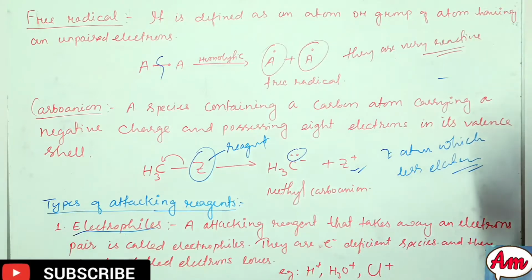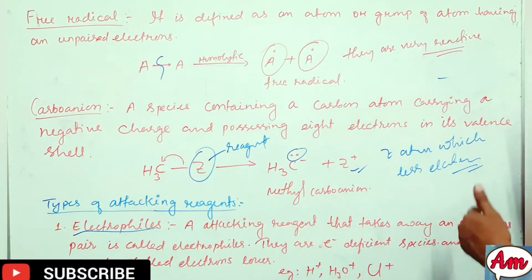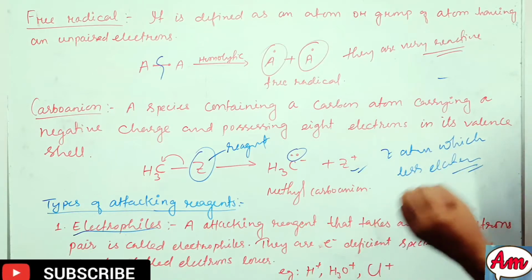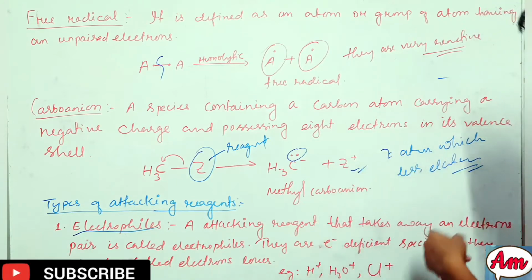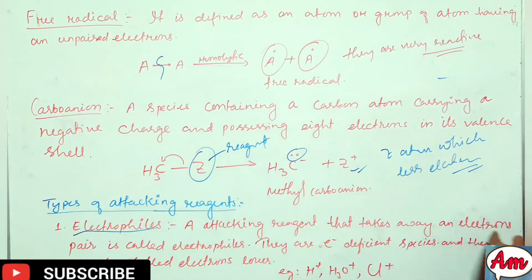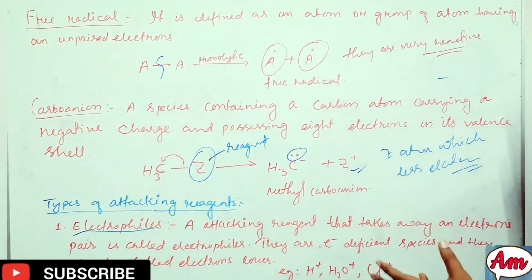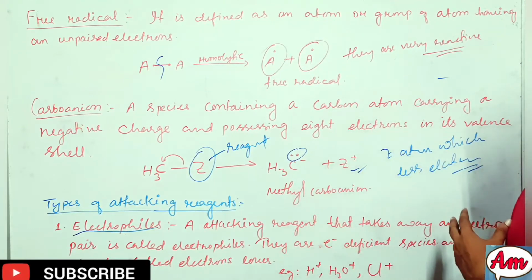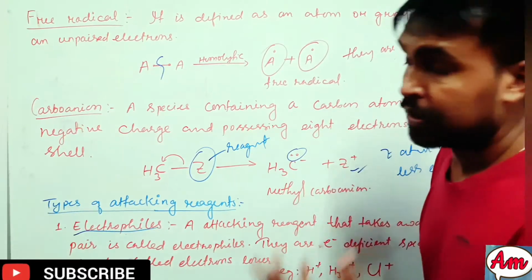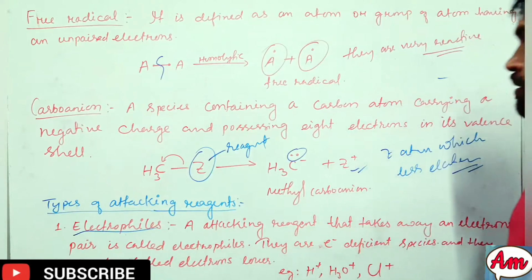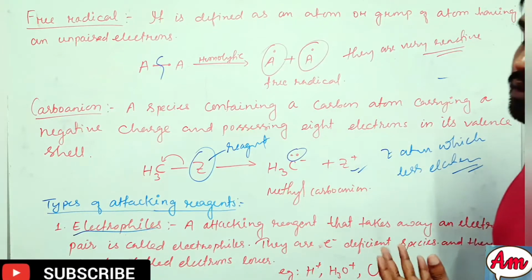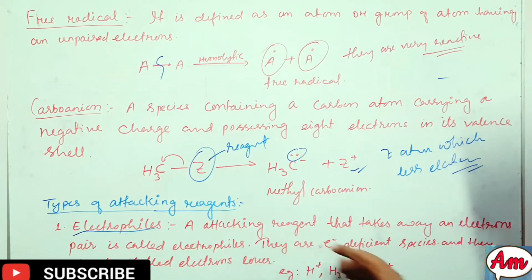What are electrophiles? An attacking reagent that takes away electrons. What is an electrophile? An electrophile is a reagent that takes away the electrons. They will take away the electrons. Okay, the attacking reagent which takes away the electrons from the carbons or any compounds is called what? Electrophile. So this is the definition, and these are some features.